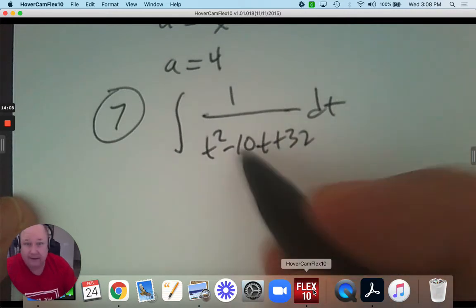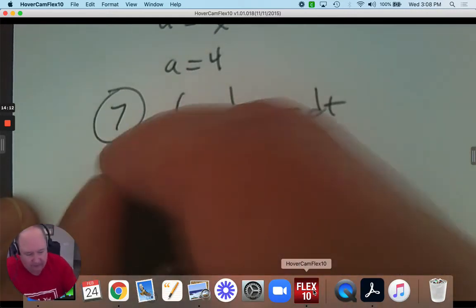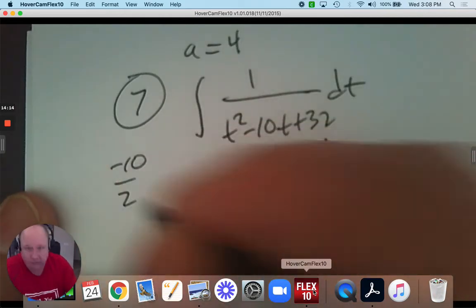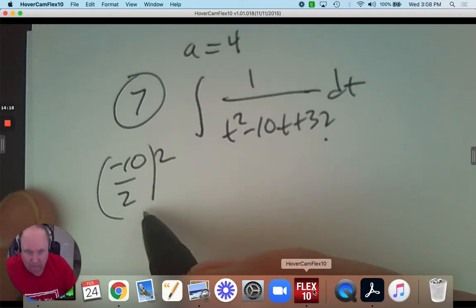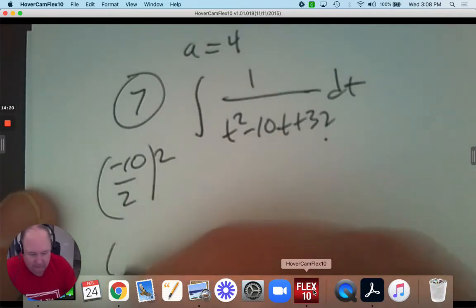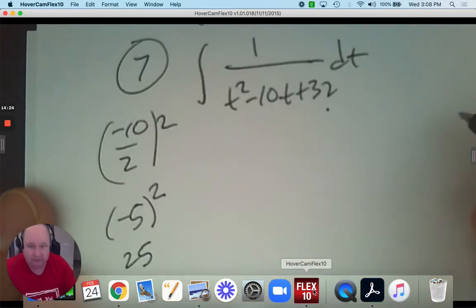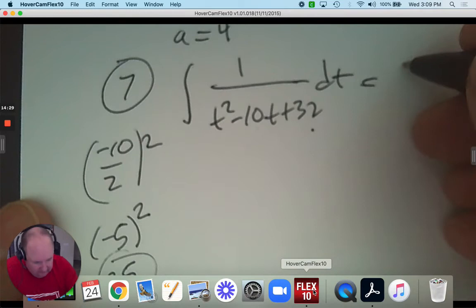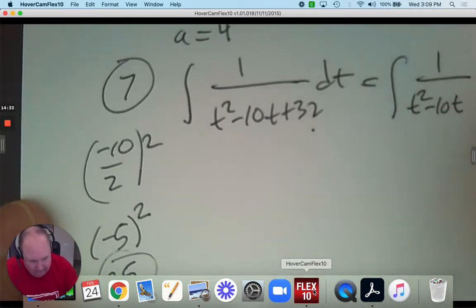To do that, think of this as ABC. Take the b value. That would be negative 10. Divide it by 2 and square it. So if I divide it by 2 and square it, that's going to be an important number. So that's negative 5 squared, which is 25. All right, I need that number 25. So I'm going to write this with a 25 on the bottom. That would be t squared minus 10t plus 25.